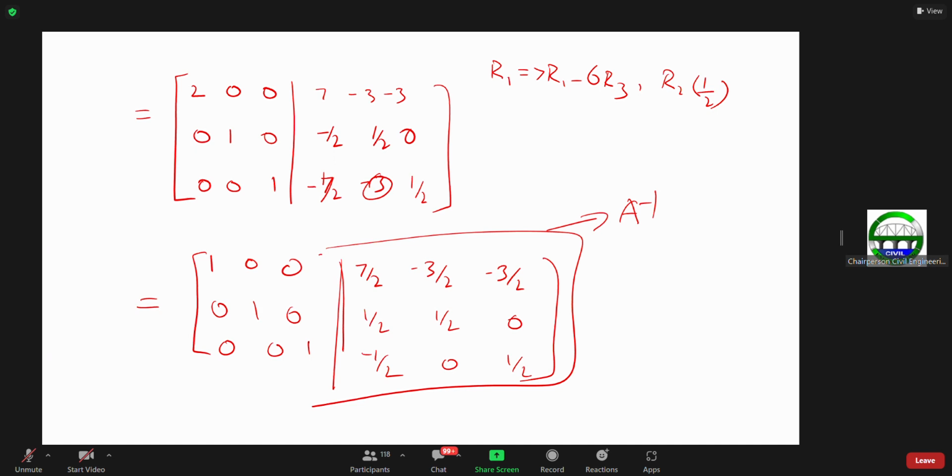R1 minus 3R3, yes. R1 minus 3R2. A21, second row. Okay, yeah, it is negative.